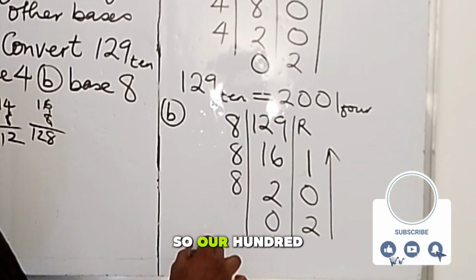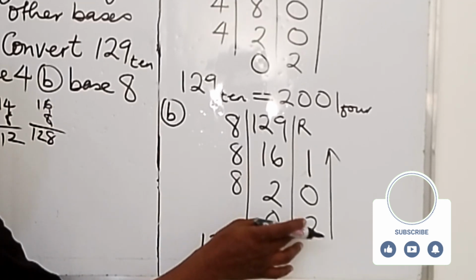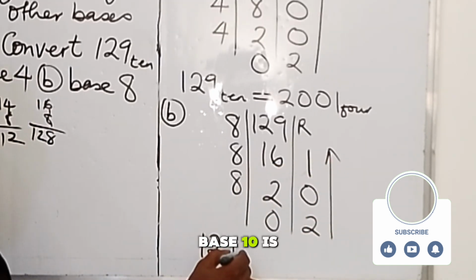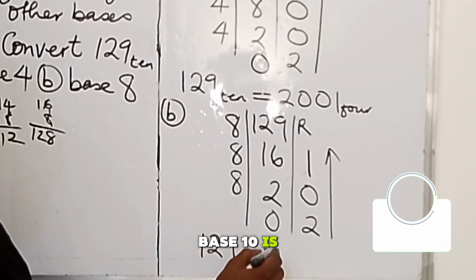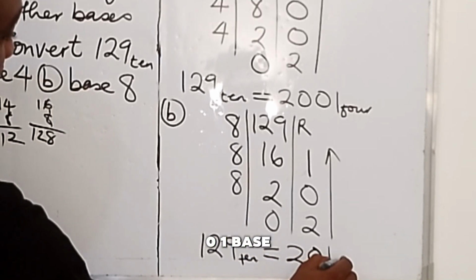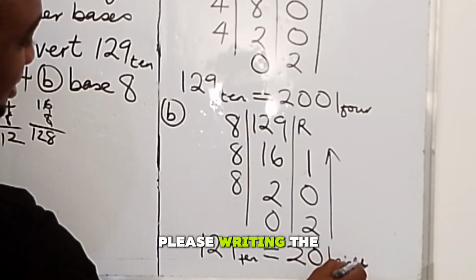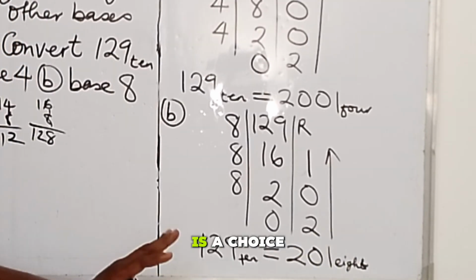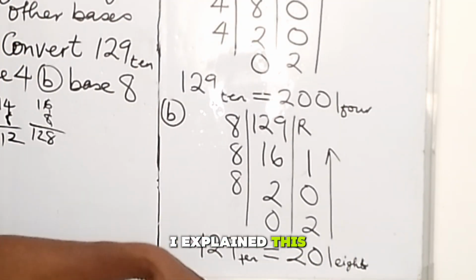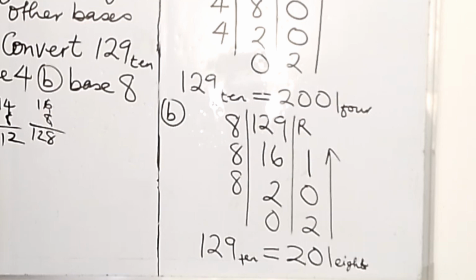So our 129 base 10 is equal to 201 base 8. Please, writing the 8 in words is a choice. I explained this in our previous video. I could choose to also write it in figures. It doesn't make it wrong.